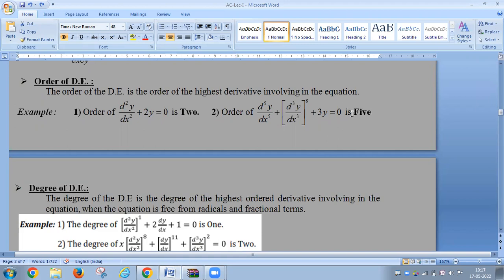So what is the order of a differential equation? It is the order of the highest derivative. So the order of this differential equation is 5. Okay, so understand this definition. The order of the differential equation is nothing but the order of the highest derivative.